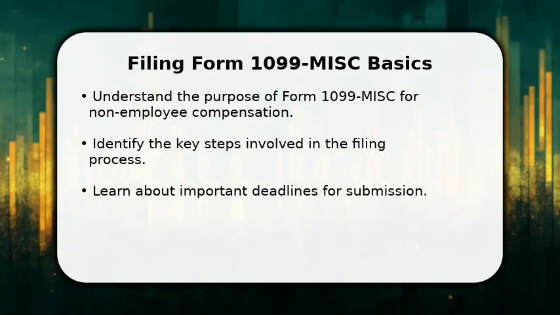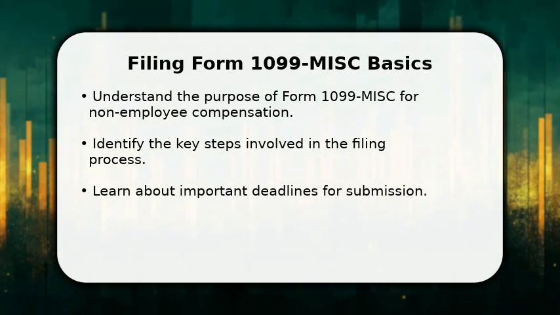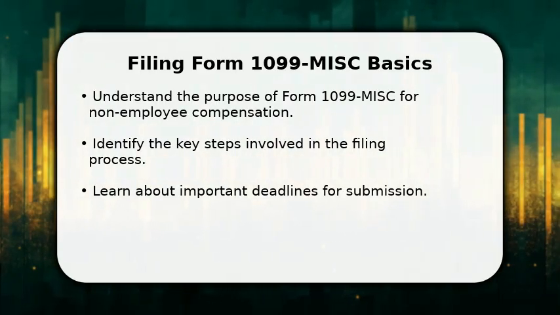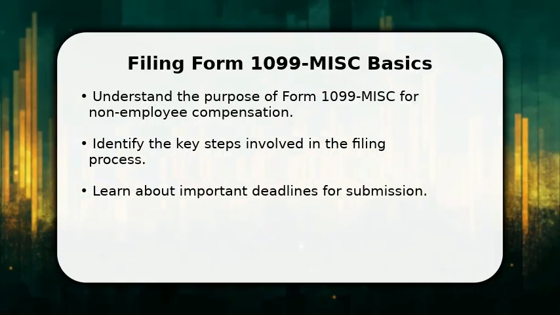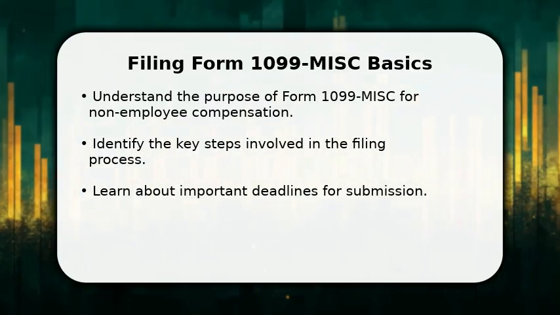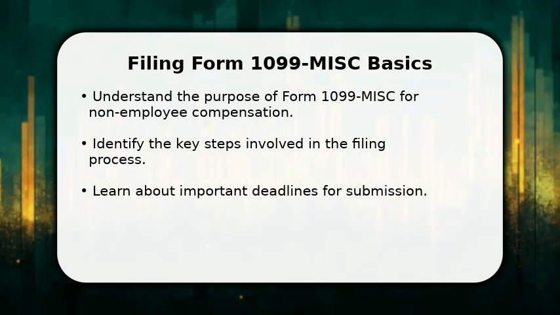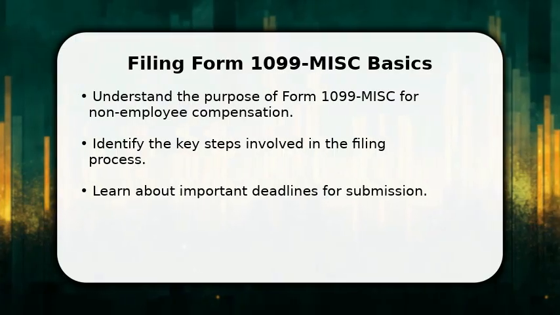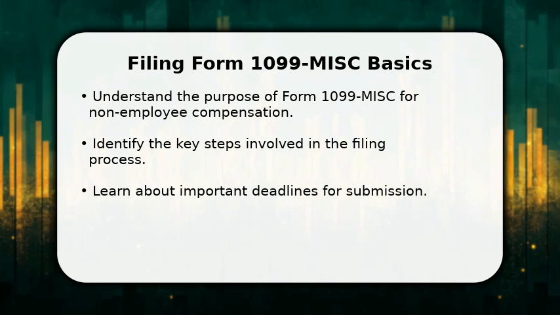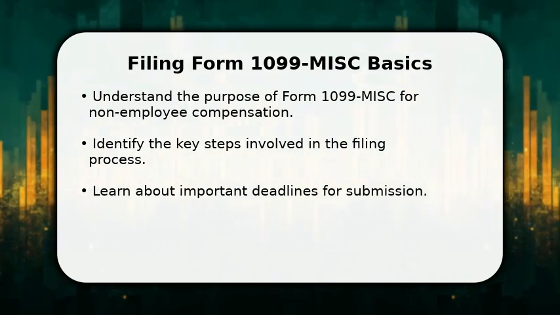In this video, I will explain how to file Form 1099 Misc for independent contractors. First, let's understand what this form is all about. Form 1099 Misc is used to report various types of income paid to non-employees, such as independent contractors, for services rendered. It's crucial for businesses to accurately report these payments to the Internal Revenue Service and to the contractors themselves. We'll walk through the entire process, ensuring you meet all requirements and deadlines.